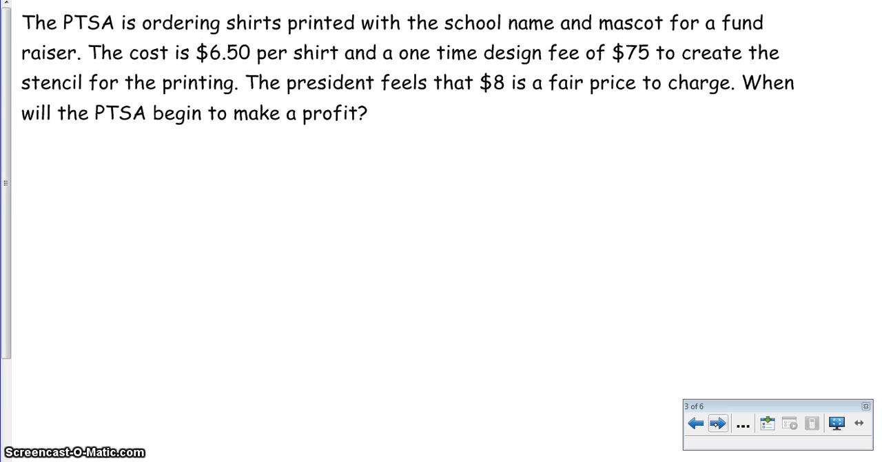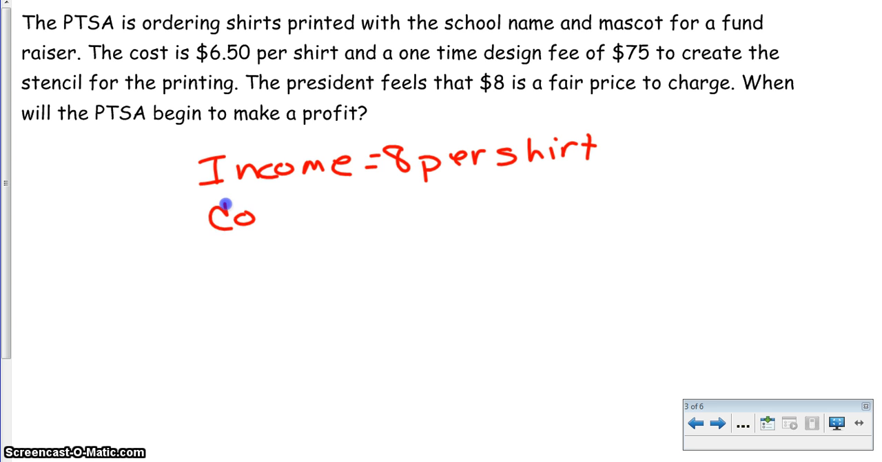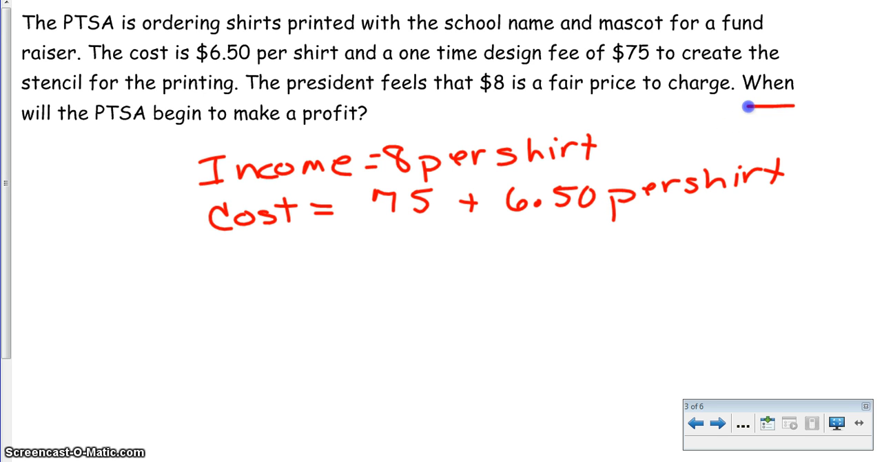Okay? So let's take a look at the next one. You can go ahead and pause the tape and take a look at this. Okay? But basically what you need to know is this. The income is equal to $8 per shirt. Okay? The cost is equal to $75 plus $6.50 per shirt. Now, when will the PTSA begin to make a profit?